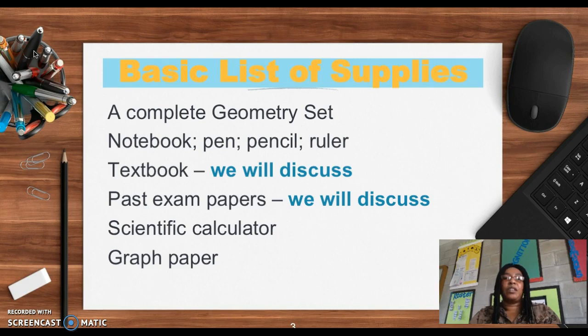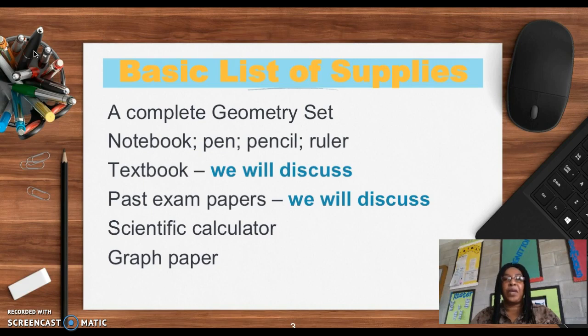Let us look at the basic list of supplies. A complete geometry set. Here is an example. These are two of the instruments found in the geometry set. Our protractor, our pair of compasses, then we have our eraser. So that represents a complete geometry set.